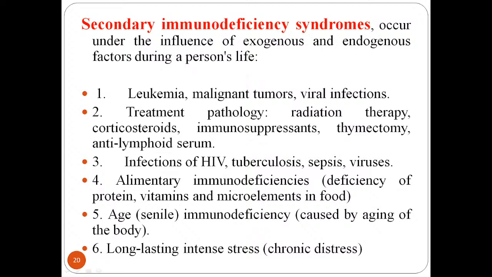Corticosteroids. Suppressants. Operation, for example, thymectomy. Or anti-lymphoid serum use. Next, etiological factors and alimentary factors. Maybe alimentary immunodeficiency. Alimentary factors: deficiency of proteins, vitamins, and microelements in food.